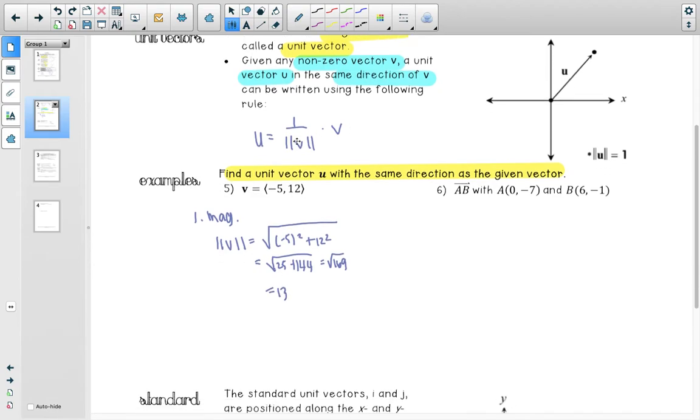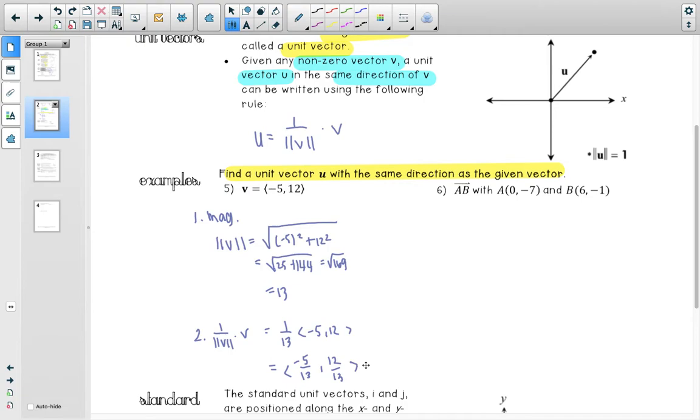So if we do this rule, I'm just doing this part. The second part is to do the actual rule, so the 1 over the magnitude times v. Okay, so we have 1 over 13. It's going to be scalar multiplication times negative 5, 12. Keep it as improper fractions. So negative 5/13 and 12/13. And that is our answer.